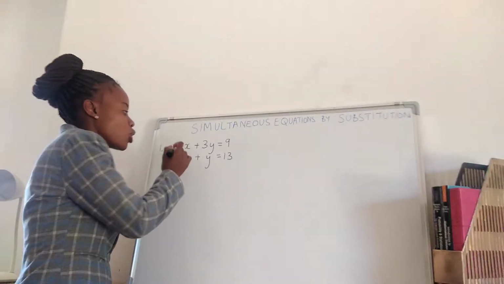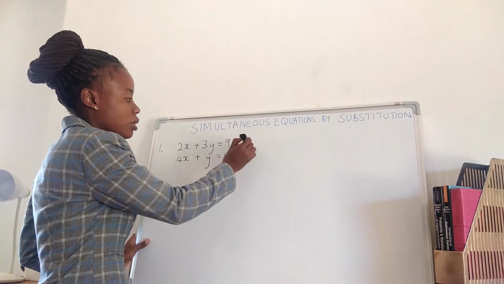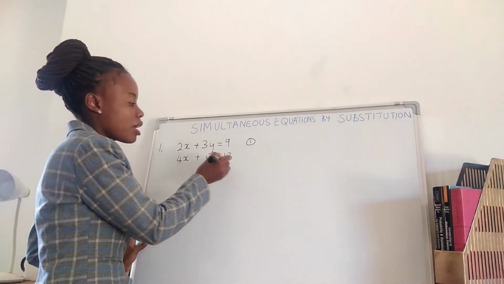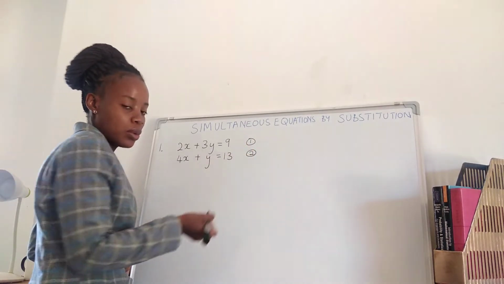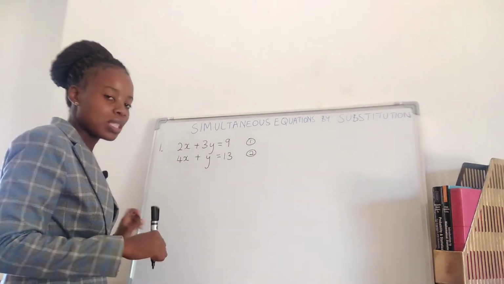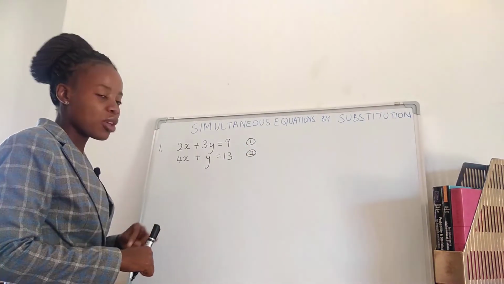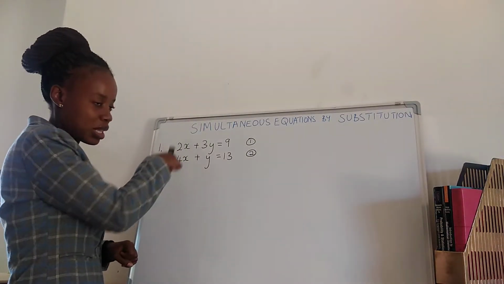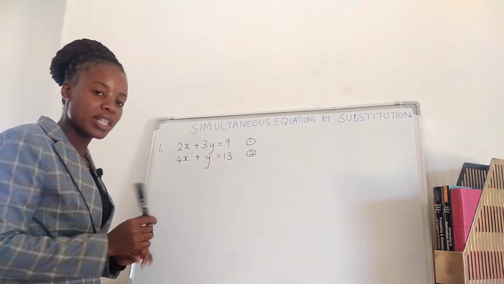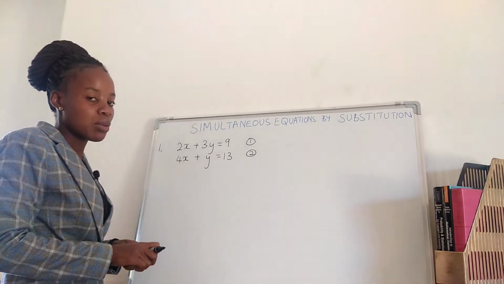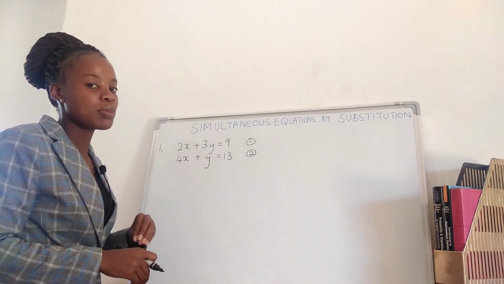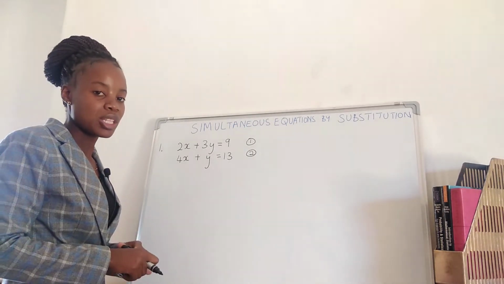Equation 1, we have 2x plus 3y equals 9, right? And then equation 2, we have 4x plus y equals 13. We are going to use the substitution method. Remember that the method whereby you make the terms the same, then subtract or add them to eliminate them is called the elimination method. But in the substitution method, we are going to make x or y the subject, then substitute it in the other equation, okay?